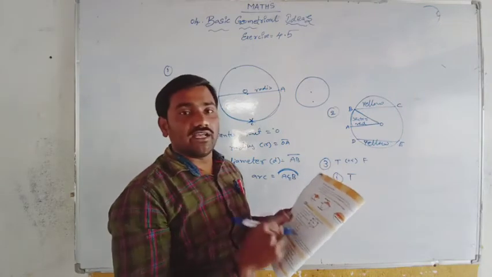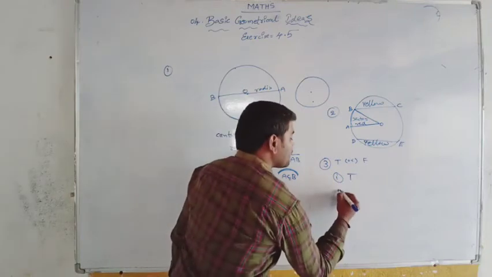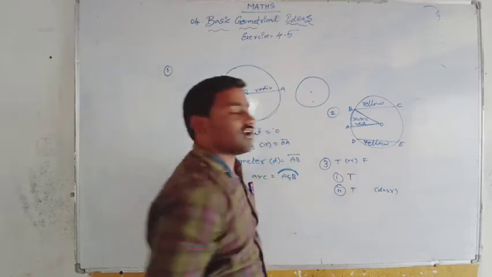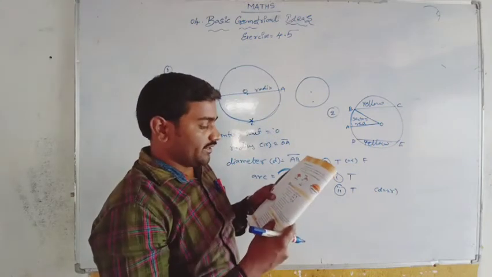Diameter is twice the radius. As we discussed, diameter is twice the radius only. We know that D equals 2R, twice the radius. Yes, true statement.